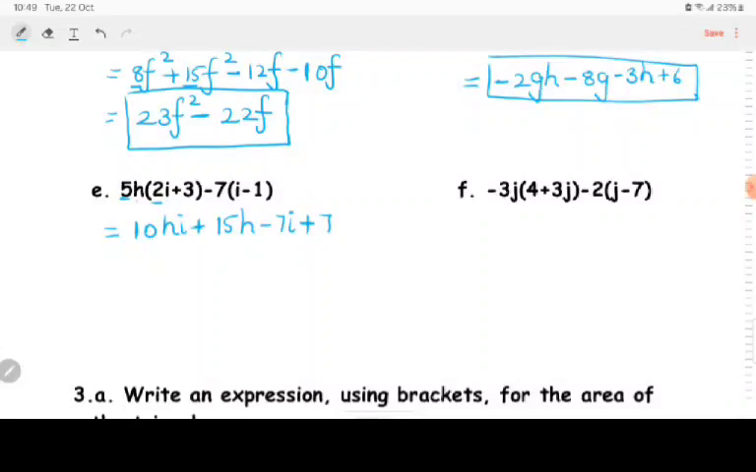Do we have like terms over here? No, we don't. So here we have HI, here we have H separately, here we have I and 7. Children, remember, addition cannot take place if it doesn't have the same variable or the same degree. So that's your answer out here.